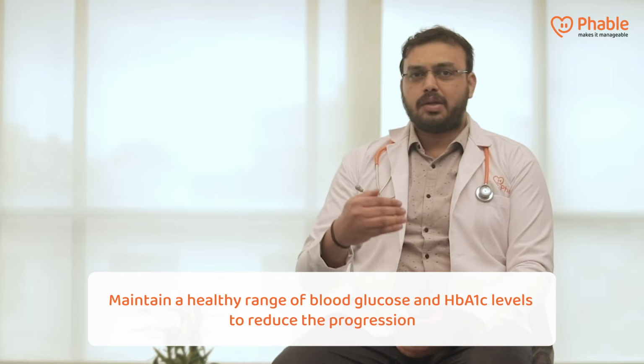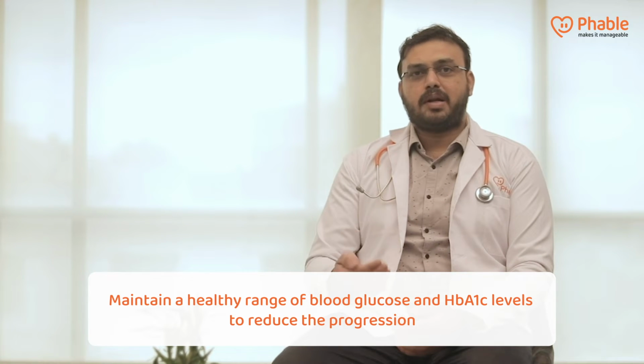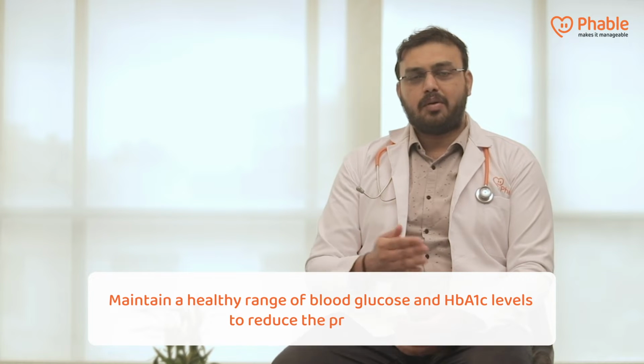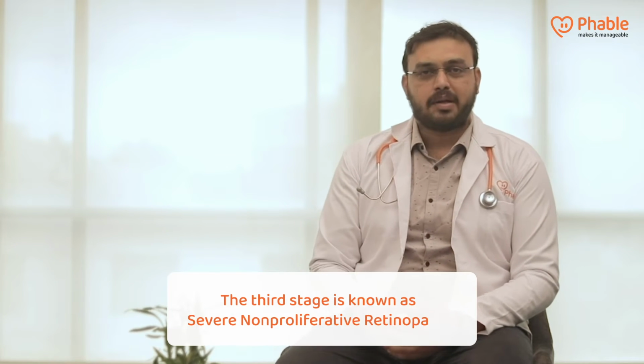So what can be done to prevent the progression of the disease? Maintaining sugar levels in the normal range through oral tablets as well as insulin, and keeping HbA1c levels in the range of 5 to 6, will be adequate to reduce the progression of the disease to the further stages. Coming to the third stage of diabetic retinopathy.